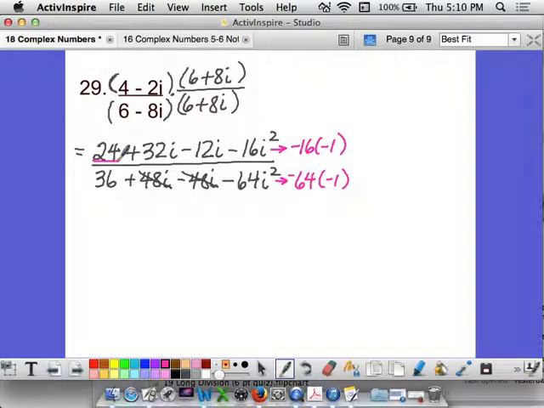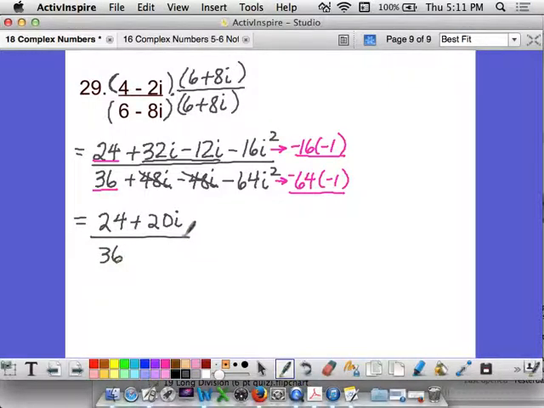My real parts, I'm going to add up in the numerator and the denominator. So let's kind of condense down just a little bit. So we have 24, and I have 32 minus 12, which is a positive 20i. That's combining those like terms. And then I have 36, let me come back up here, plus 16, and in the denominator down here I have plus 64.